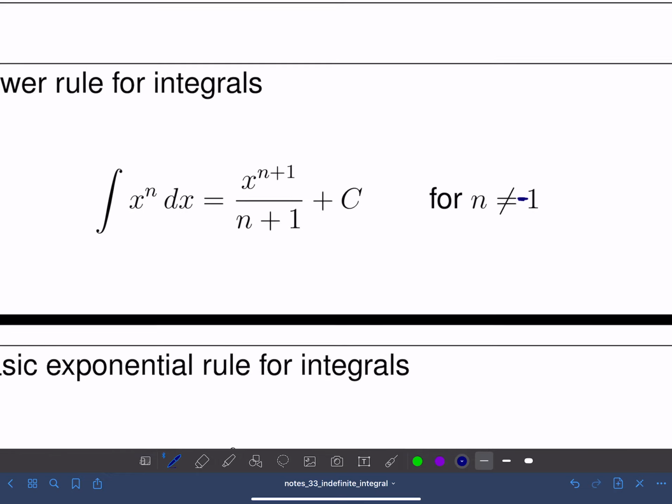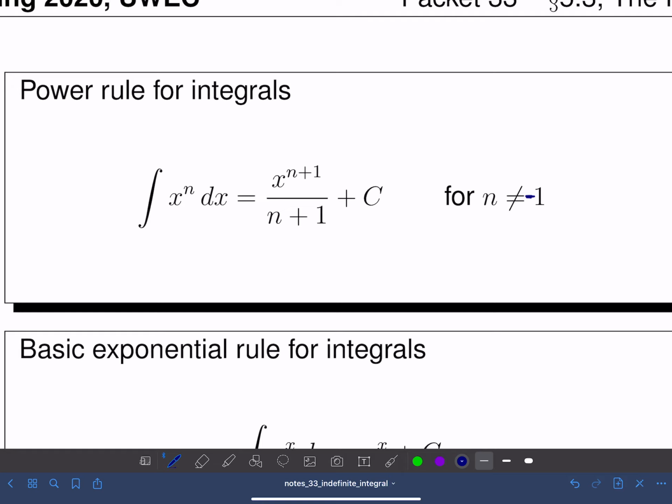So the power rule says that if I integrate x to the n, I get x to the n plus 1 over n plus 1. Increase by 1 and divide by what you increased it to, and tack on that constant c. We have to require that n is not equal to negative 1, or else I'd have zeros here, and that would be incorrect. I'd be dividing by 0.